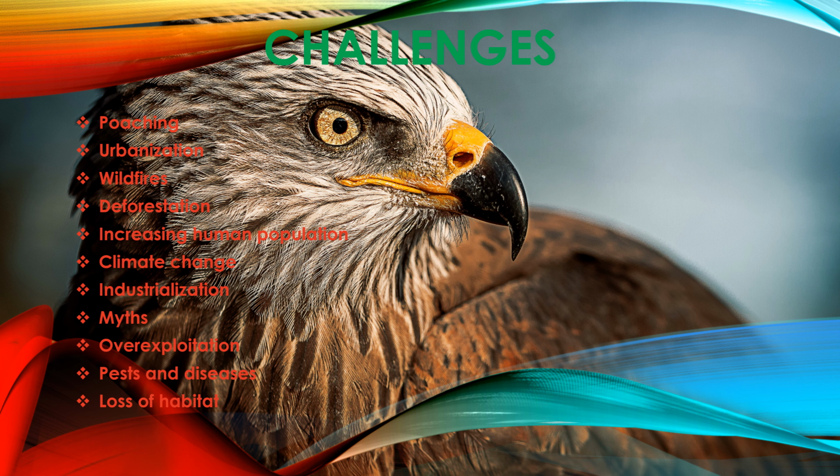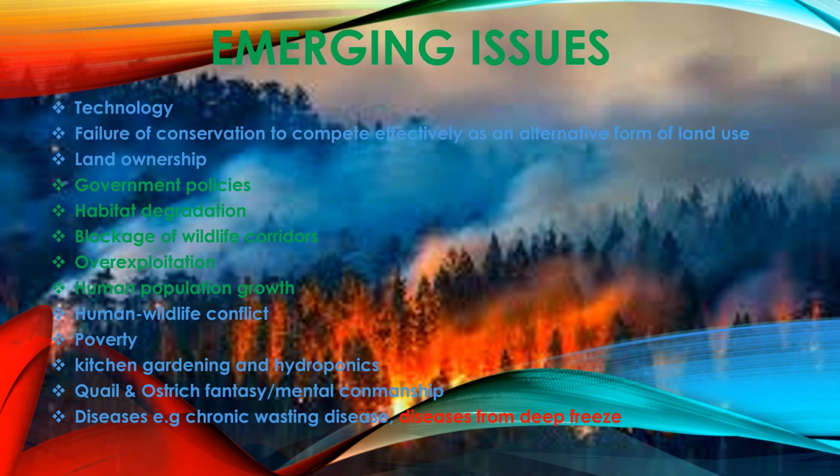Over-exploitation, pests and diseases, there are still people researching on them to find ways of how to control these diseases and pests. Loss of habitat due to deforestation, urbanization, wildfires, increasing human population, and so forth. There are also emerging issues on wildlife conservation and management, and one major one being technology. The emerging issues can either be positive or negative depending on the impact.